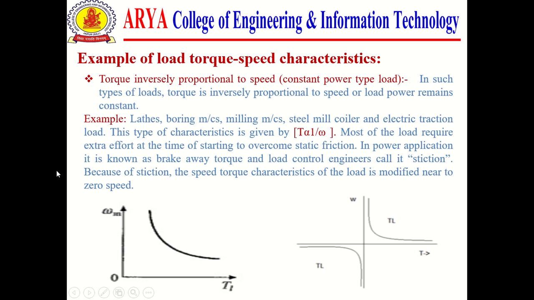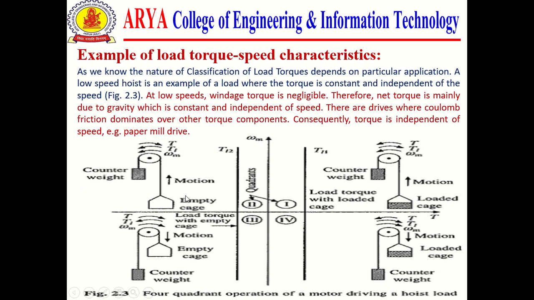Most loads require extra effort at the time of starting to overcome static friction. In power applications, it is known as breakaway torque, and in load torque characteristics it is called stiction. Because of stiction, the speed-torque characteristic of the load is modified near zero speed. So it is defined by zero speed. These are the most popular examples of loads.